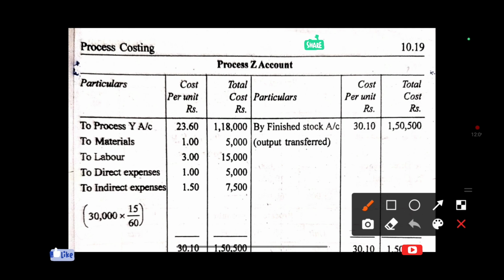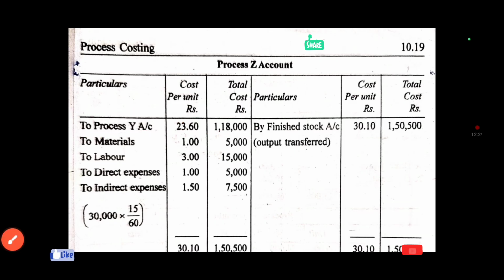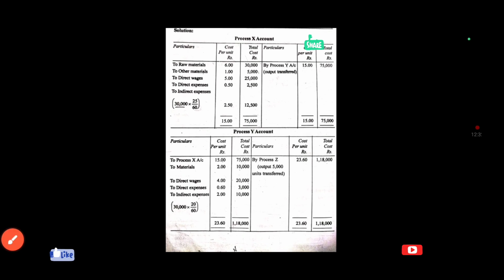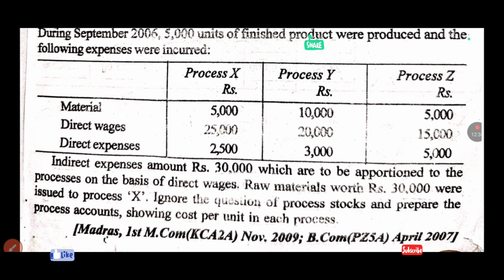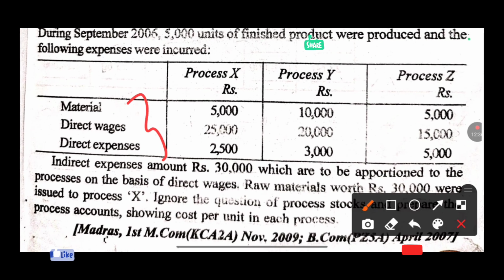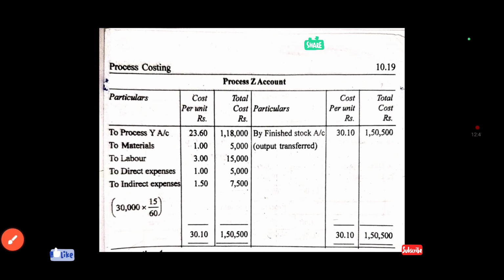and it will be transferred to process Z account debtor side, 23 rupees 60 paise in the cost per unit column and 1,18,000 rupees in the total cost amount column. Again this you are going to write 'to process Y account', because this value you have taken from process Y account. Okay, after you enter the process Y account, then all the material, all the cost given in the question related to process Z account will be entered on the debtor side of the process Z account.